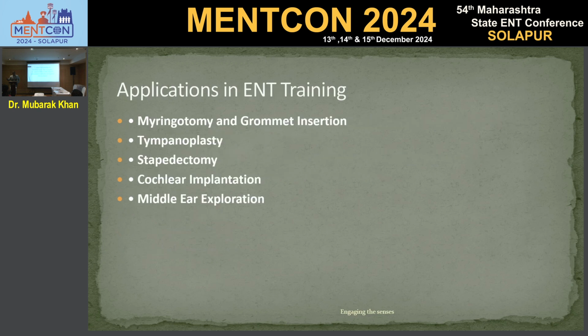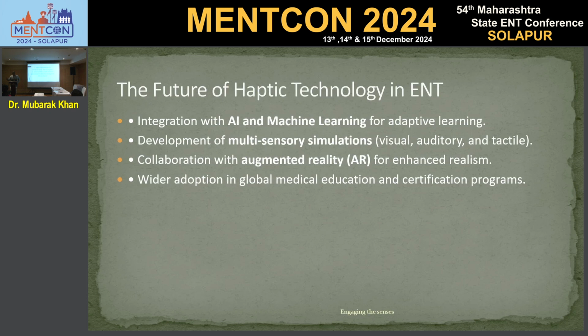Applications in ear training: you can do myringotomy, grommet insertion, tympanoplasty, stapedectomy, cochlear implantation, and middle ear exploration with all these haptics. The future of haptic technology in ENT is integration of artificial intelligence and machine learning for adaptive learning, development of multisensory simulation, that is visual, auditory, and tactile, and collaboration with augmented reality for enhanced realism. If you see in and around you now, there is something called a robotic scope. All these things are in that one scope, and you can keep doing this surgery live. So the field is going to change in the next decade.